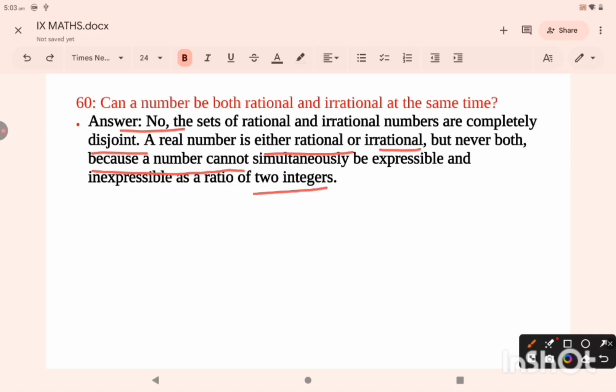So the rational numbers are completely different from irrational numbers. So they are disjoint sets. The set of rational numbers and the set of irrational numbers, both these two sets are disjoint. That means they have no common numbers. So the set of rational numbers and the set of irrational numbers are not the same.